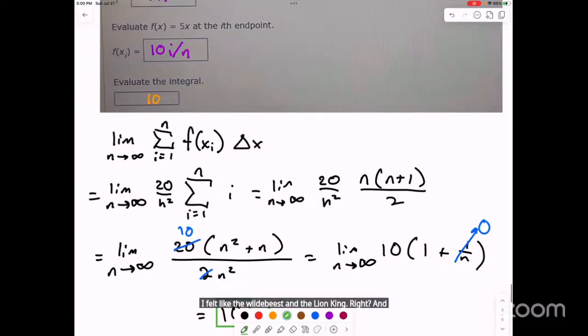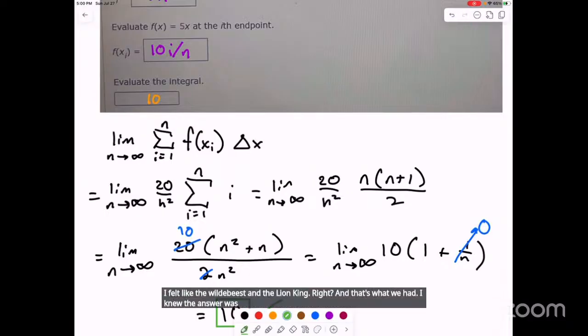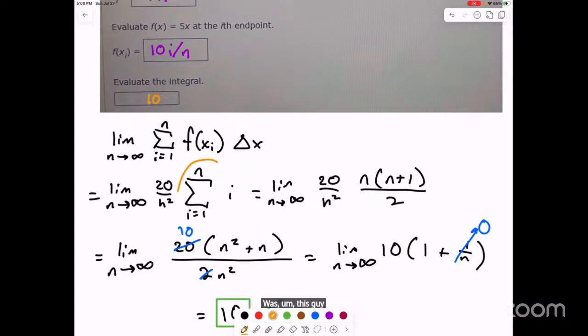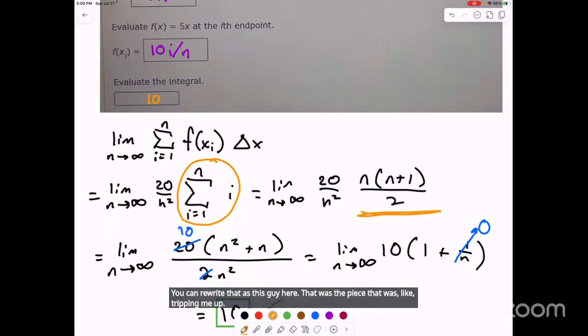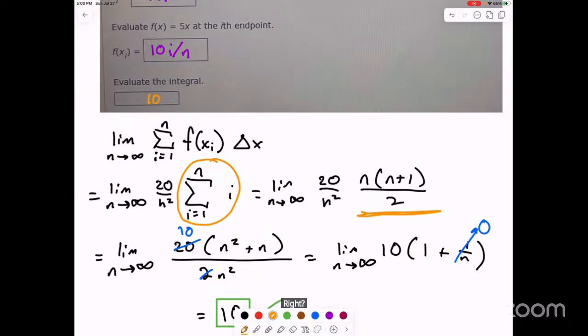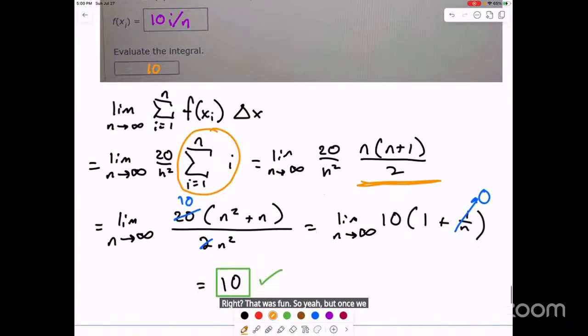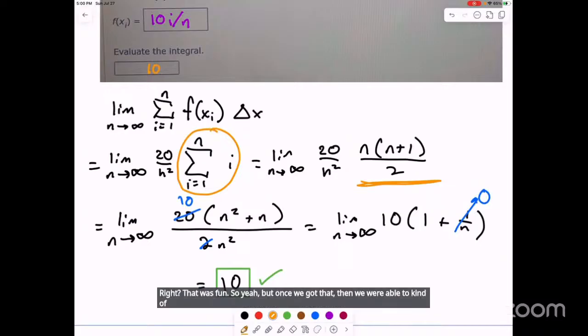And that's what we had. I knew the answer was 10. The connection that I was missing, I'll highlight it in orange, was this guy here from the text. Once we got this, you can rewrite that as this guy here. That was the piece that was tripping me up, right? That was fun. But once we got that, we were able to condense it, take the limit, and we got our desired result of 10.